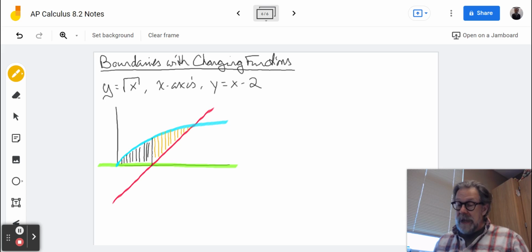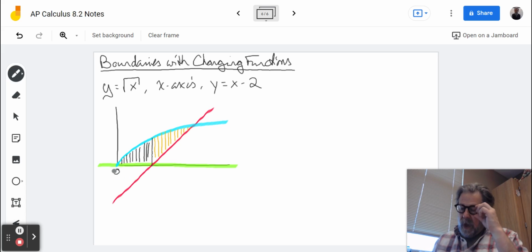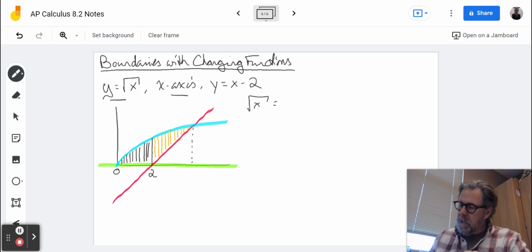So what we need now is three boundaries. Well, we know that these first two intersect at 0. So that's the intersection of square root of x and the x-axis. We know that the second two, the x-axis and x minus 2, well, that's the x-intercept, which means that this is at x equals 2. And then the last question that we have is where do square root of x and x minus 2 intersect?